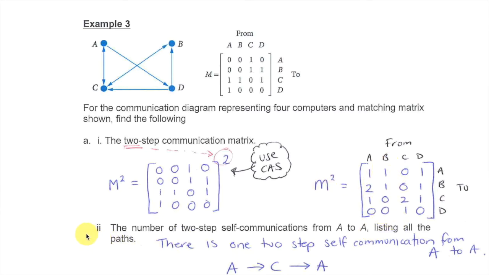Now the second part of A is asking us for the number of two-step self-communications from A to A. If we look at our two-step matrix, you can see that there is one path that takes us from A back to A that involves two steps. What is that path? It's A, C, A. If we start from A, we can go down to C and then return back to A. That's a two-step way of starting from A and getting back to A. And that must be the only one, because there's only a 1 in that M squared matrix, which shows us all the two-step communications.